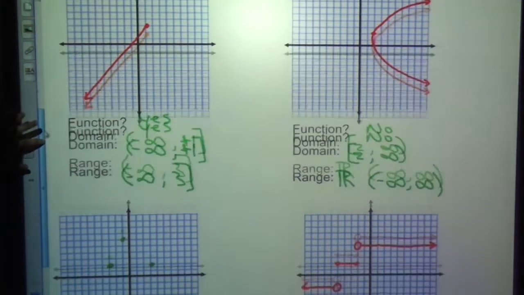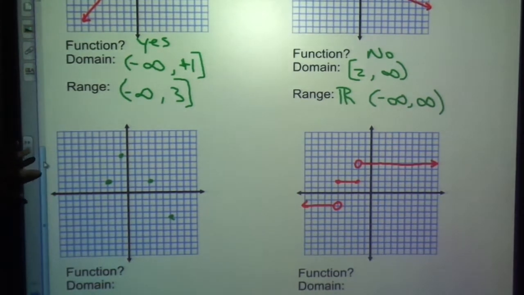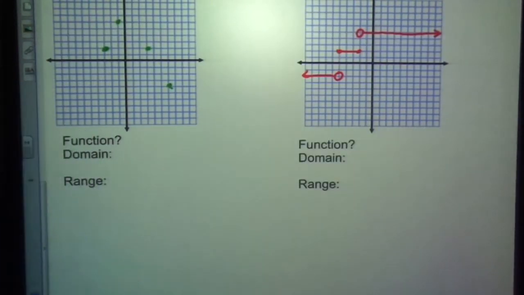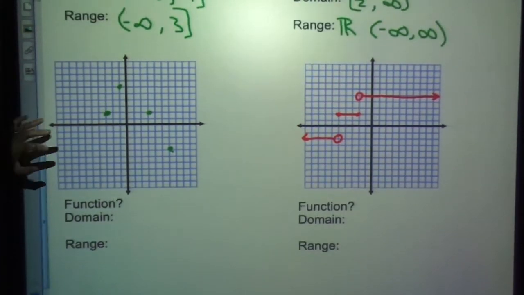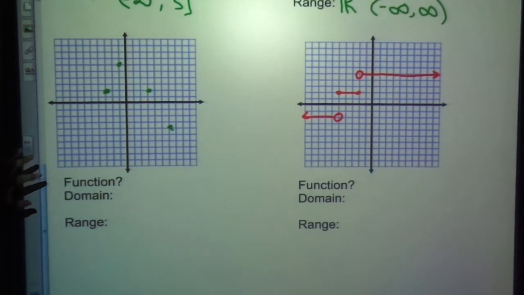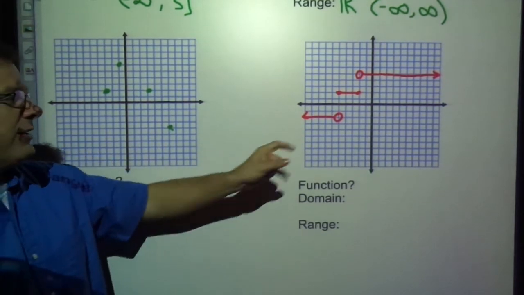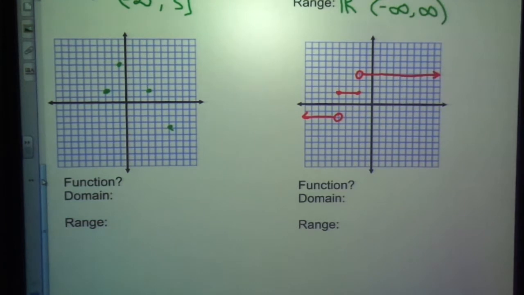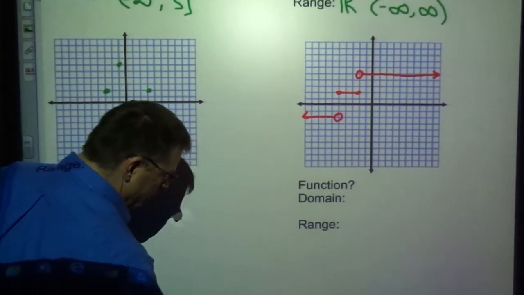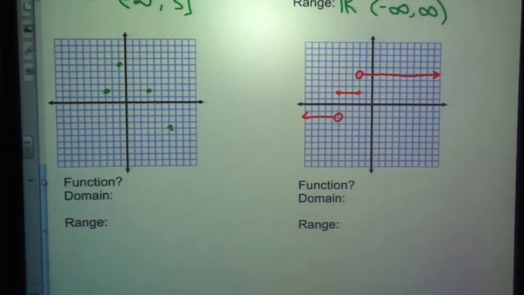Okay, 2 more graphs. And we are done. This one is just a set of points. And this is a crazy one called a step function. So here, pause if you need to be able to jot these down.